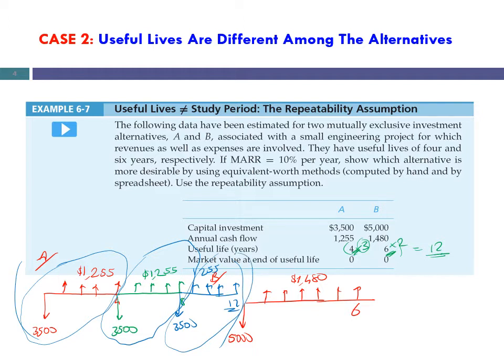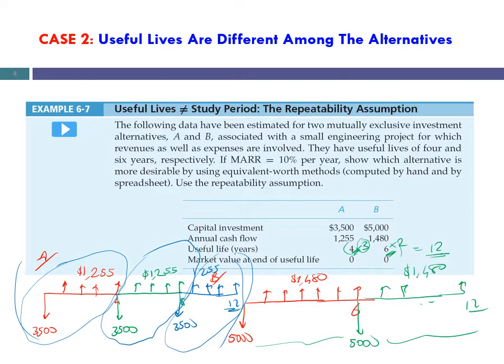And for project B, we will do the same thing, and we will repeat the cash flow 2 times, so that we reach a lifetime of 12 years. And again, the first repetition is exactly the same as the second repetition. Now each cash flow goes until time 12. So now we can use any method, present worth methods, rate of return methods, and so on, to compare these project alternatives with each other.